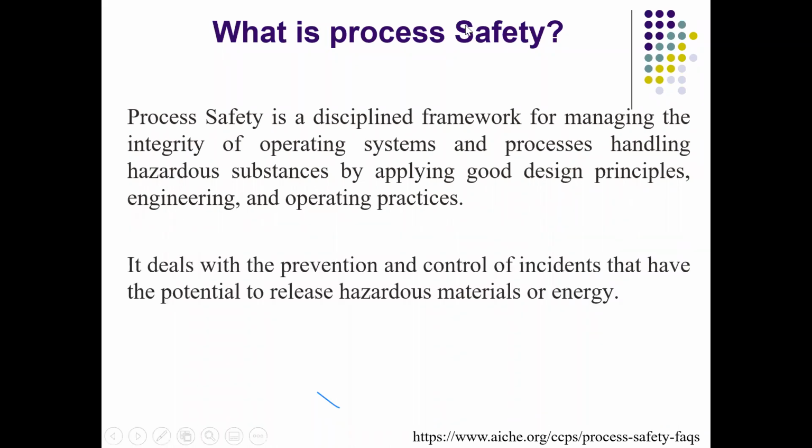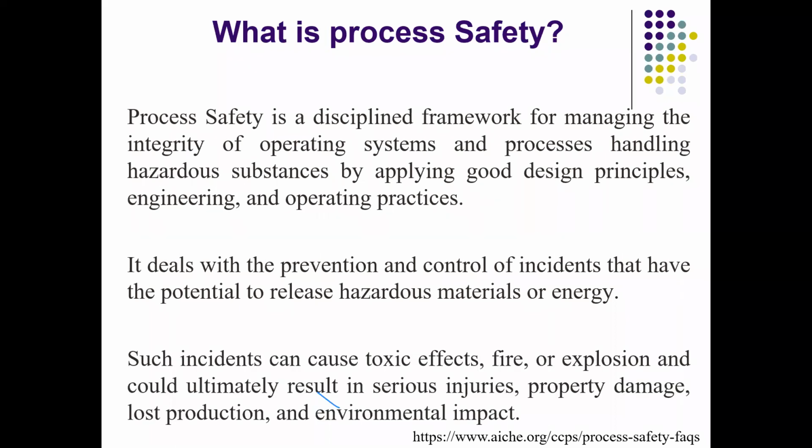The second part, after we design it, is the prevention and control of incidents. That is how we can control it before it happens, and what the potential hazardous material or energy that could be released. So the purpose is to design a safe plant depending upon the principles of engineering and with the best practices. Moreover, we have to control and prevent the release of hazardous material or energy.